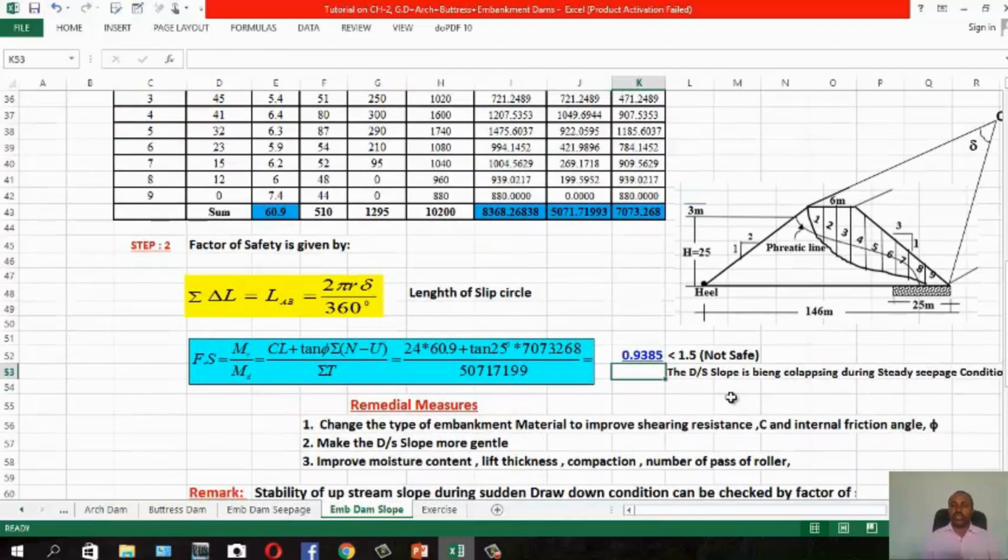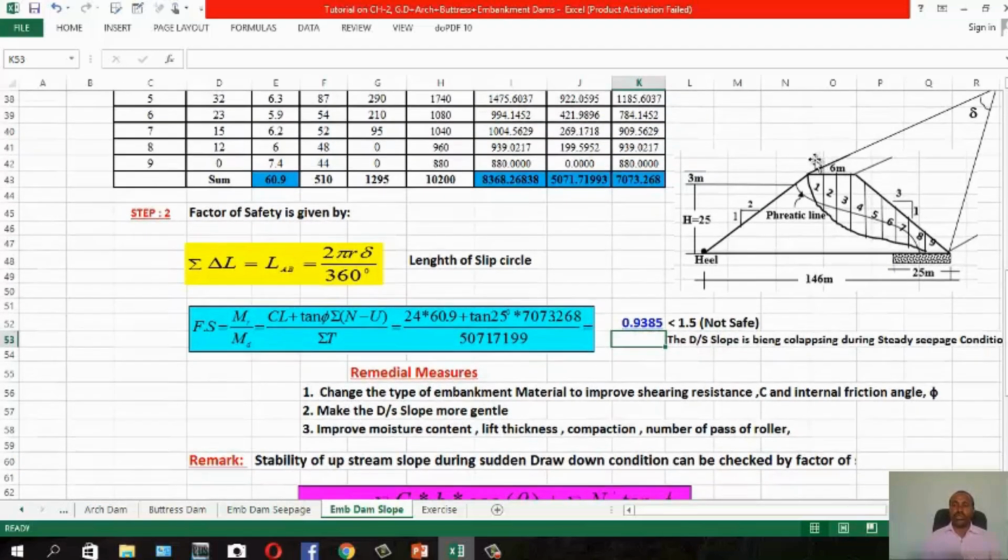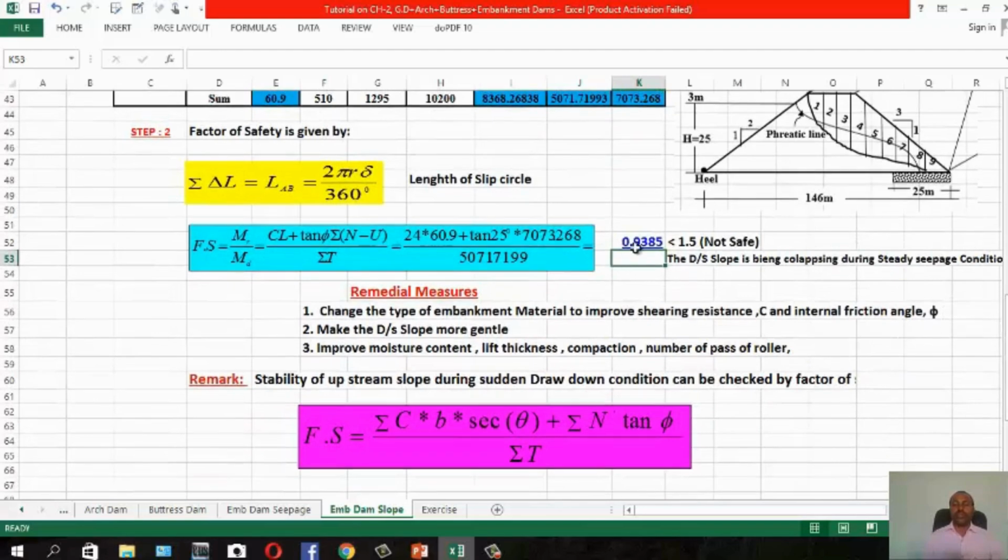So the downstream slope will collapse during the steady seepage condition. When seepage flows continuously through the embankment material, the dam structure may fail. So this downstream slope will fail. If it is not stable or not safe, how do you check and how do you treat the embankment material?